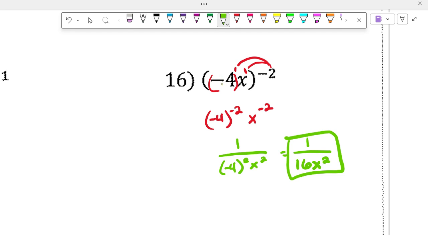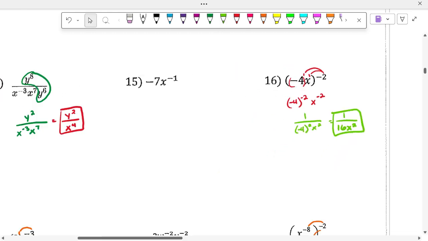So if that negative is within the parentheses of power rule, assume that it's going to be applied to the coefficient. All right, any other questions?